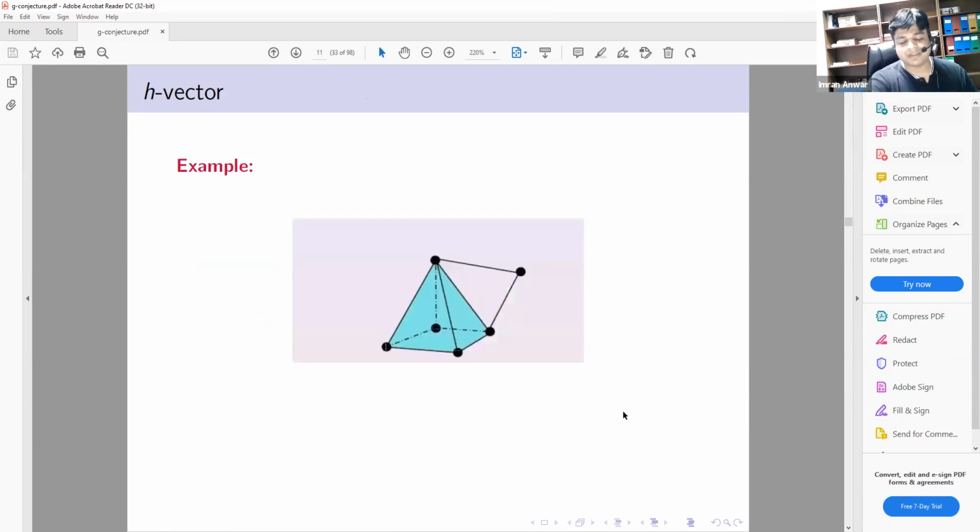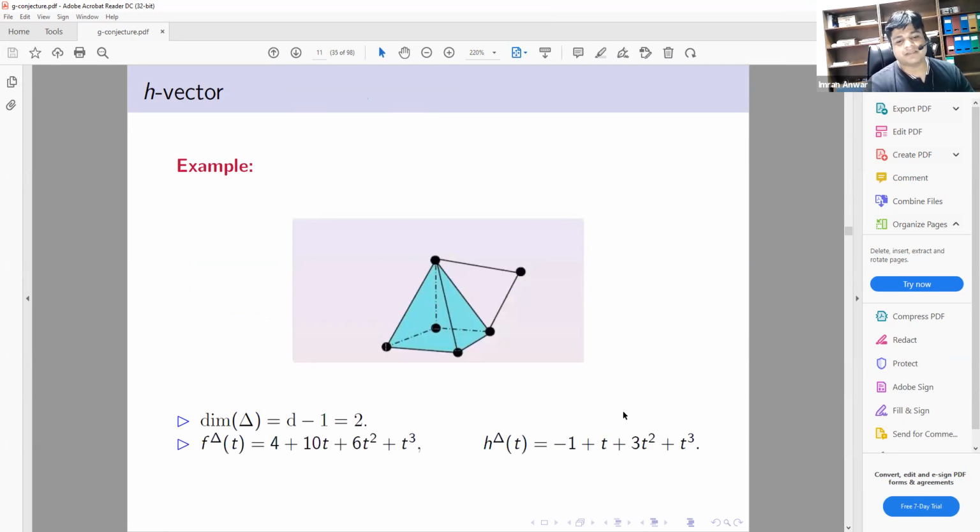Here is an example, again, in order to see. This is a simplicial complex of dimension 2. For the F vector, if one counts the number of vertices, edges, and filled triangles, one can come up with this particular F polynomial. Then you just have to put t minus one in it in order to obtain this particular H polynomial. And once you have the H polynomial, you can write the H vector, which is one, three, one, and minus one. So this is a way to obtain the H vector.